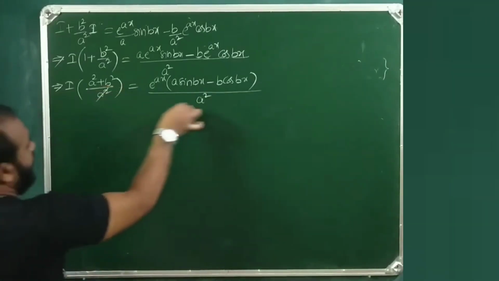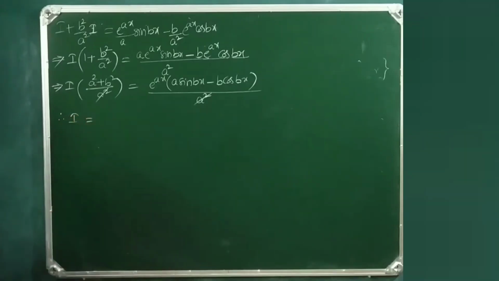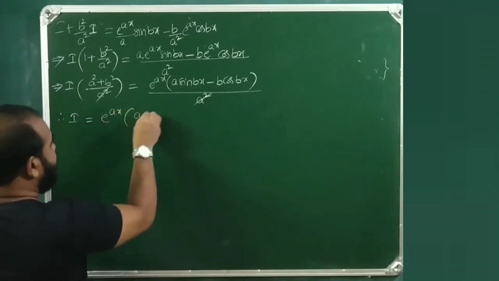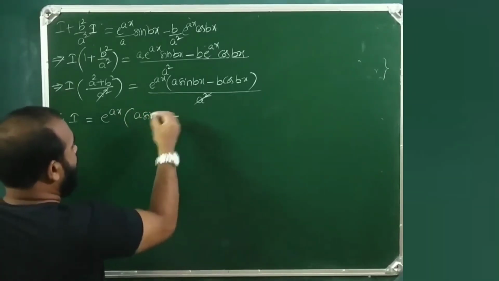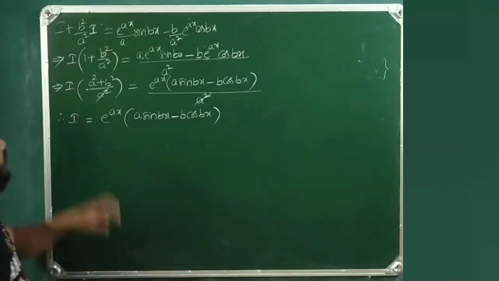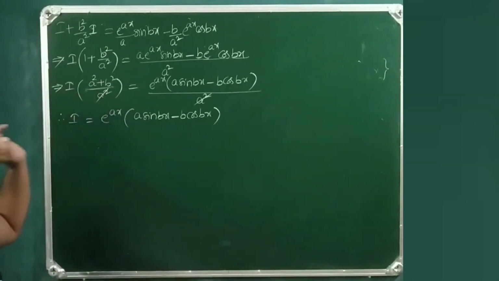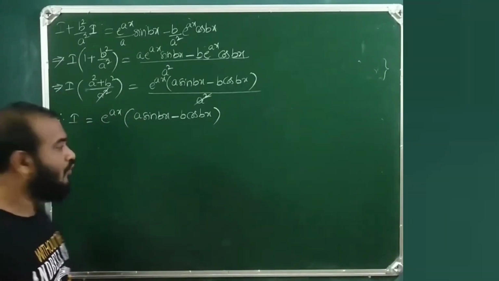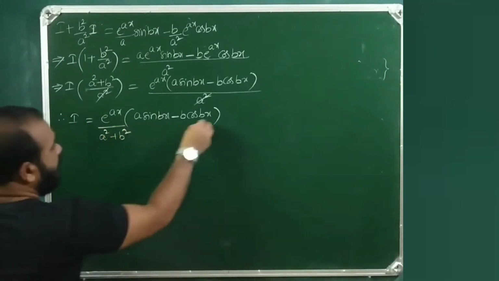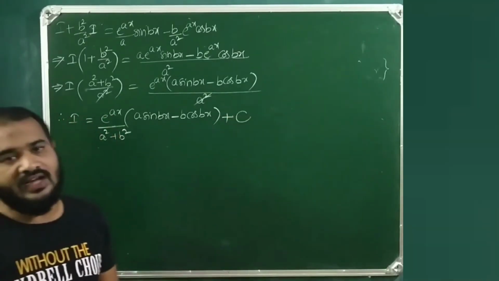So a square gets cancelled. Therefore, I is equals to e power ax into a sin bx minus b cos bx. Here a square plus b square is being multiplied with I, so on transposing it would be dividing. So by a square plus b square, plus constant of integration c. So this is the answer for that.